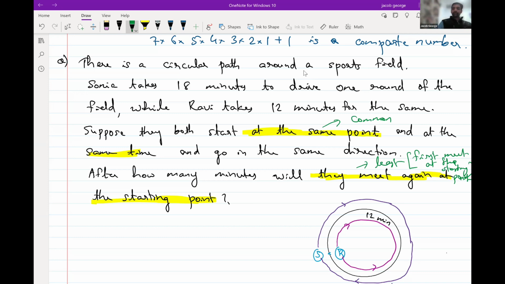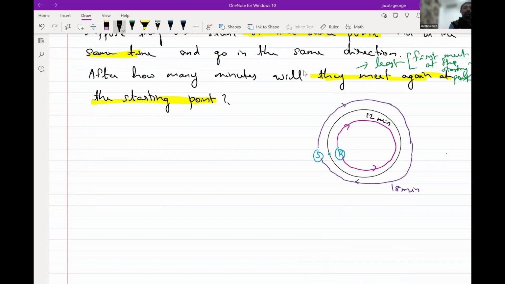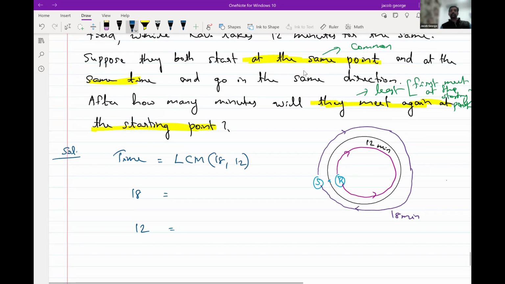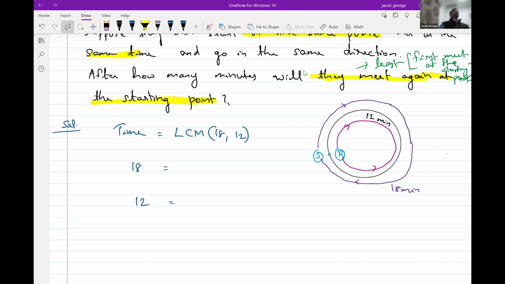So then we write, required time is equal to LCM of 18, 12. Required time, or time taken, is equal to LCM of 18, 12. Now we factorize 18, factorize 12, and with the same method of prime factorization, you will find the LCM. Can you try doing that one? Yes, please factorize 18. Then you will factorize 12 to find the LCM.